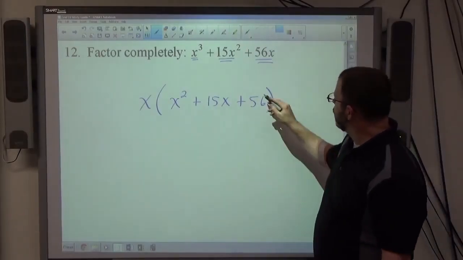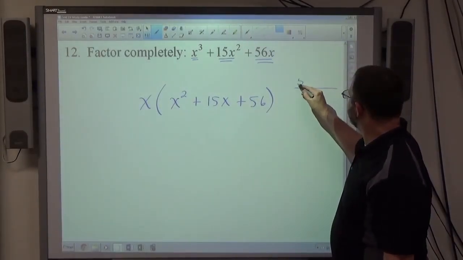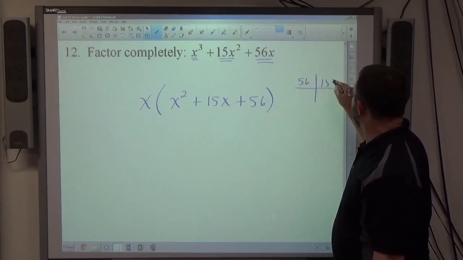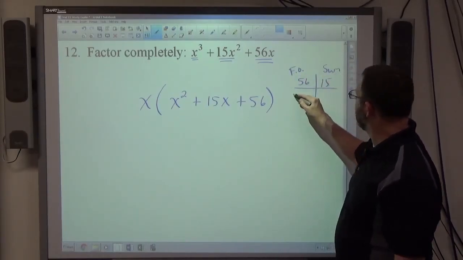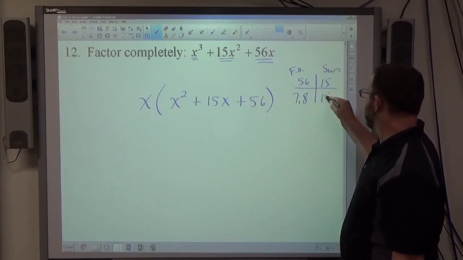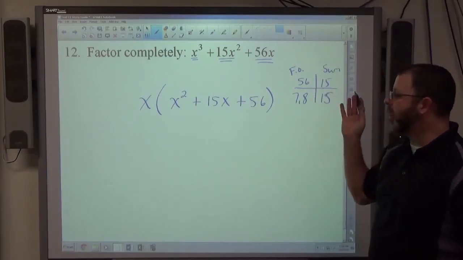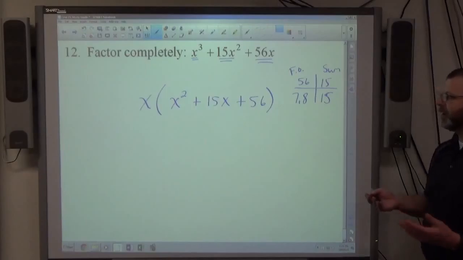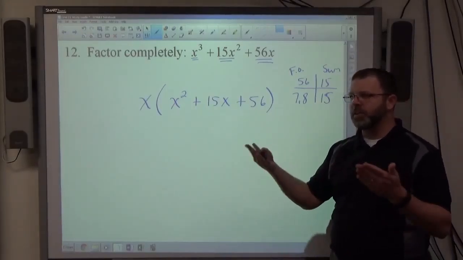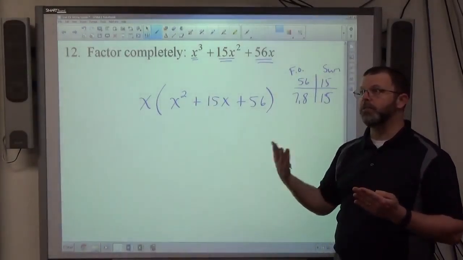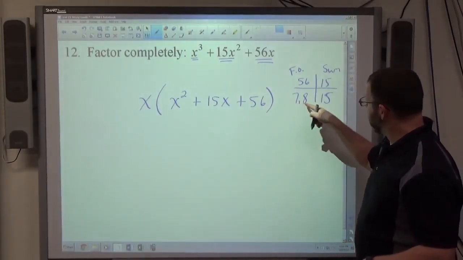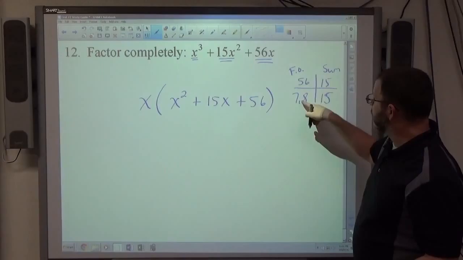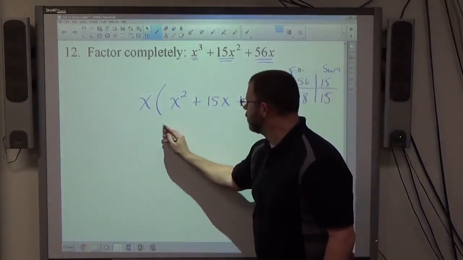Then I'm looking for two numbers that multiply to make 56 that add up to 15. So factors of 56 whose sum is 15, 7 and 8 come to mind right off the bat. So if you can figure those out right off the bat, great. If you can't, 1 times 56, 2 times 28, 3 doesn't go in, 4 times 14. Just kind of work your way up to it and figure it out. But 7 and 8 make 15, and they also make 56 when I multiply, so those are the magic numbers.